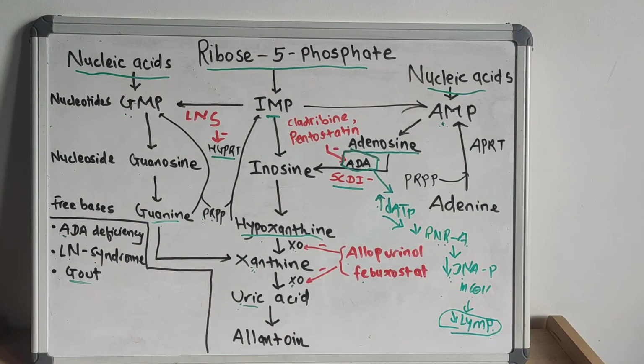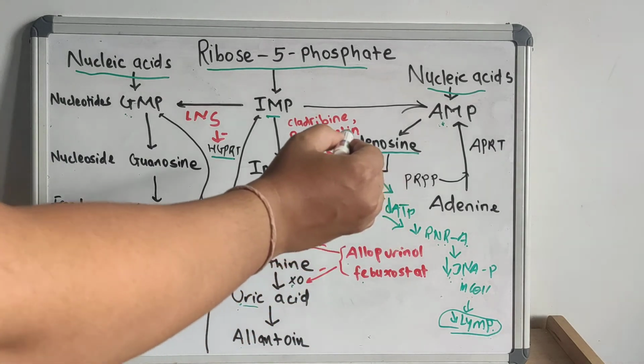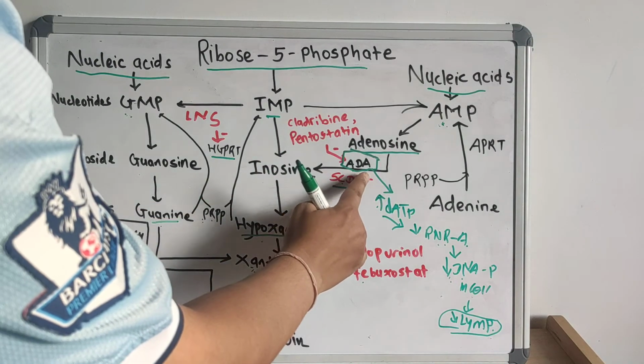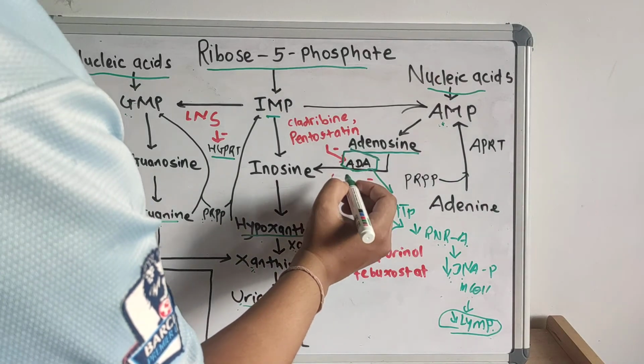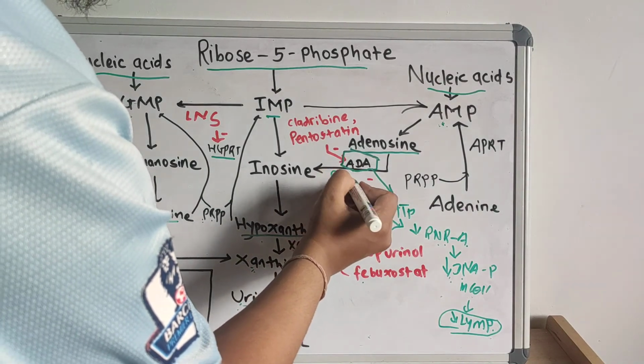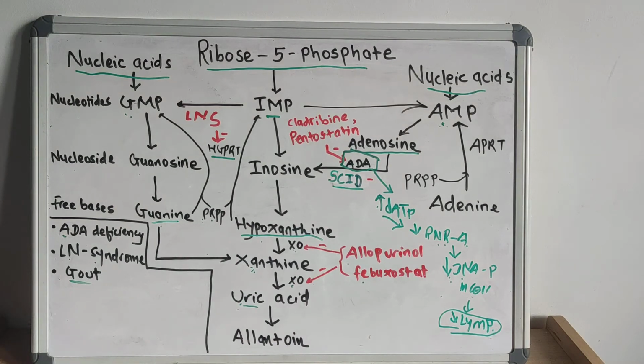Then if there is a decrease in B and T lymphocytes, SCID, severe combined immunodeficiency, occurs. So if there is B and T cell dysfunction, then it is severe combined immunodeficiency. Adenosine deaminase deficiency we have already discussed.